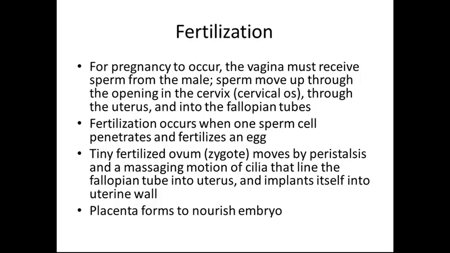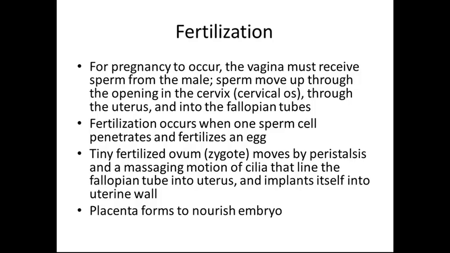Fertilization. For pregnancy to occur, the vagina must receive sperm from the male. Sperm moves up through the opening of the cervix, or the cervical os, through the uterus and into the fallopian tubes.